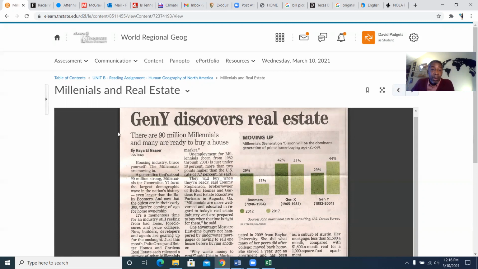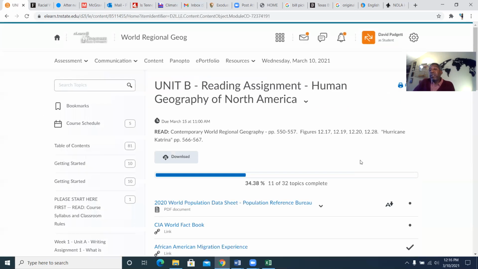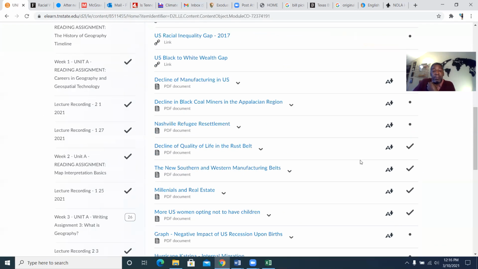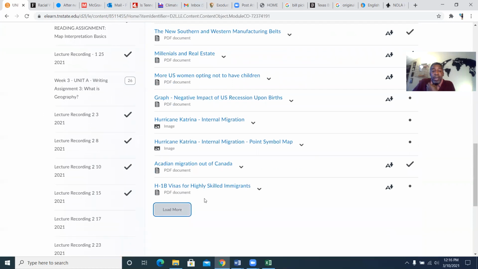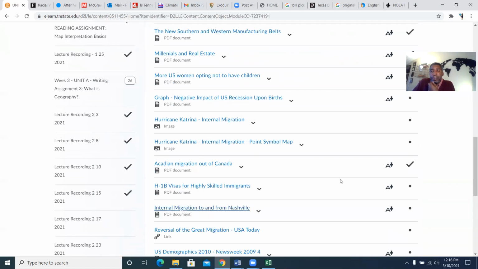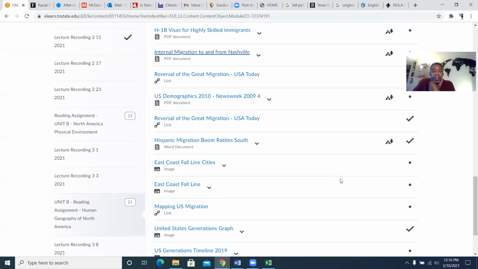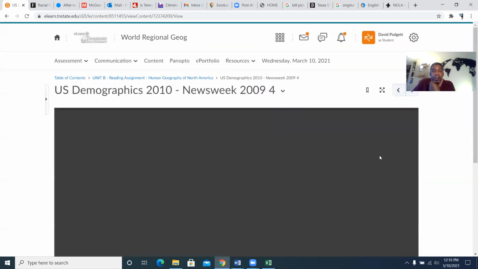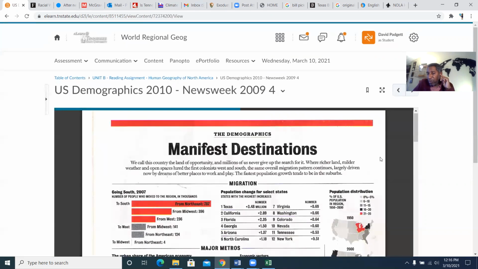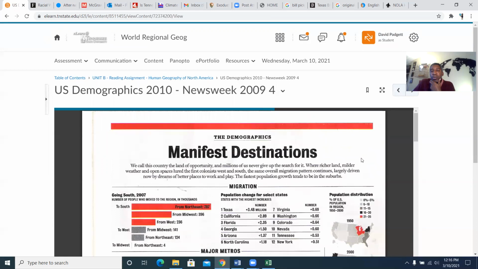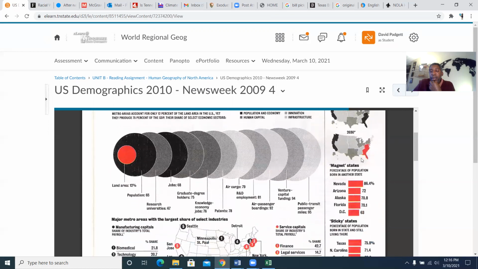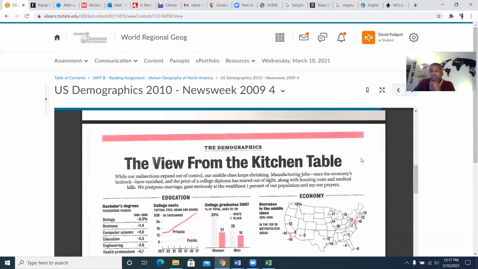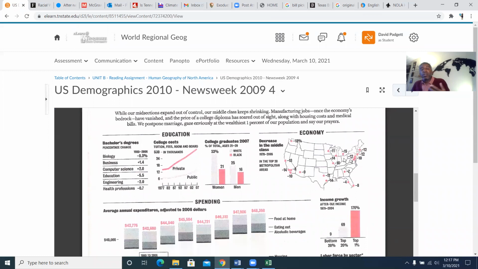So that's why we study this human geography, these demographics. It's not just busy work. This is information that's actually used. So there are a lot of interesting articles here. Here's the Newsweek article. It's a little old, from 2009, 2010, but it's really an interesting look at how we study demographics and where people live and so on and so forth.